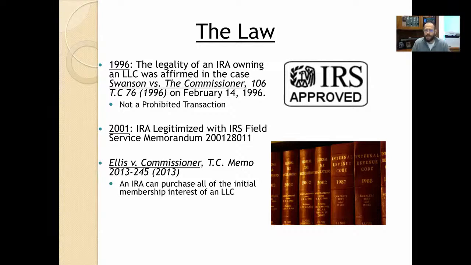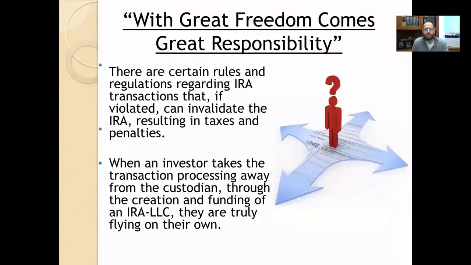And this was in a tax memo. This dealt specifically with the use of IRA-owned LLCs. An IRA can purchase all of the initial membership interest in an LLC, which kind of distinguishes it from the Swanson case. Swanson dealt with the purchase of corporate stock, and Ellis dealt with the purchase of an LLC. And again, everything was fine, not a prohibited transaction. So again, we kind of have green lights, as long as you're following the rules, everything is fine.